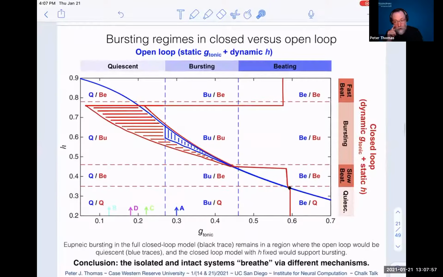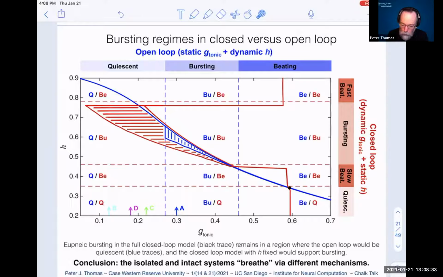All right, I apologize, this is a complicated looking slide, but it's worth going through it, because it really shows what's going on. There are two different manipulations we can do that I mentioned before. One is where we have a closed loop system, but we fix the value of H. The other is when we have an open loop system where we fix different values of G-tonic. And so we looked at all different combinations.